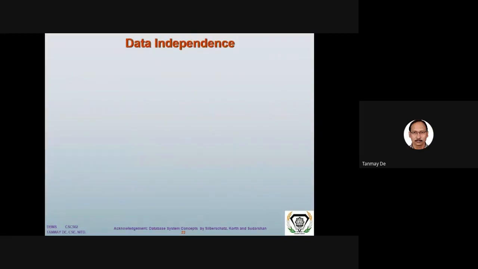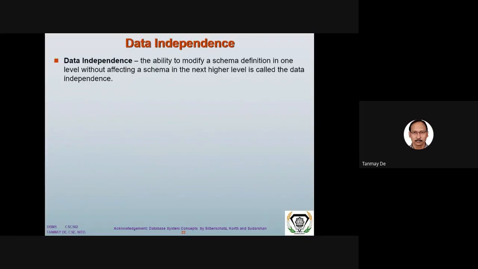Okay. Now I want to talk about data independence. So what is data independence? Data independence is the ability or capability to modify a schema definition in one level without affecting the schema in the next higher level. What are the three levels of abstraction I told?